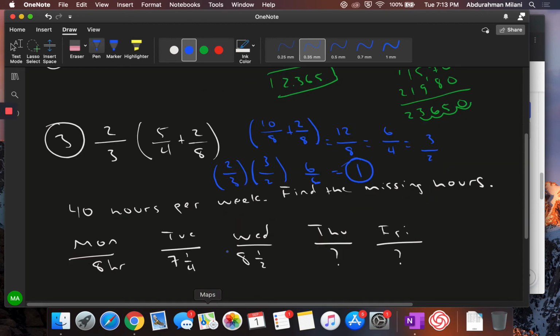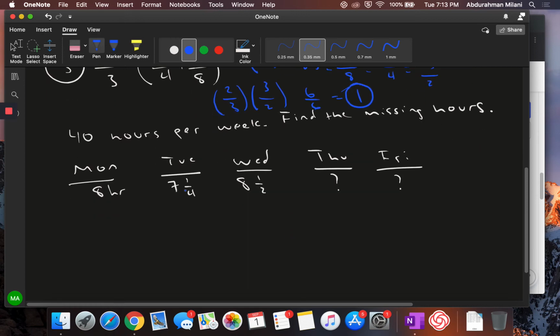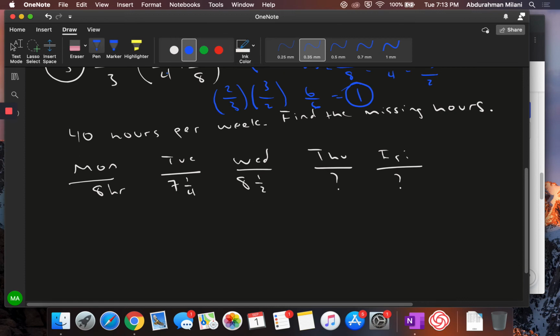Now for the last one, we have 40 hours in that entire week, and we want to know how many hours are missing. So Sunday we have 8 hours, Tuesday we have 7 hours and a quarter, and Wednesday we have 8 hours and a half. So what we need to do is add these numbers plus whatever numbers are missing, and we're going to get 40 hours. So if you work backwards, you'd basically be subtracting from 40 hours the amount of hours we have here. So let's find out how many hours we have here first.